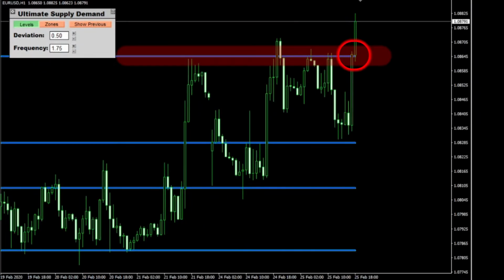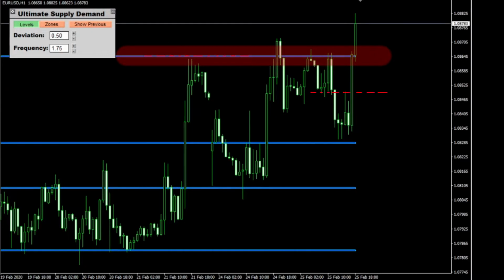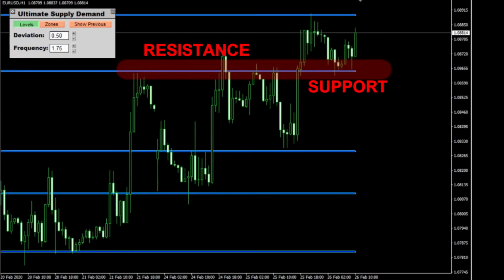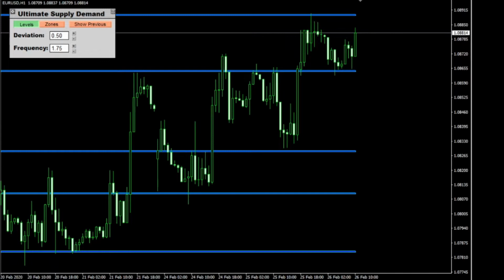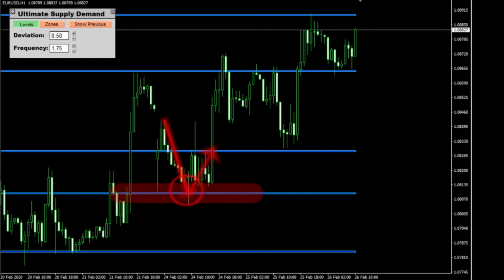When the market breaks those levels, supports become resistances and resistances become supports. It shows you where the price has strongly reacted one way or another, reversing and changing the trend, breaking and continuing the trend.